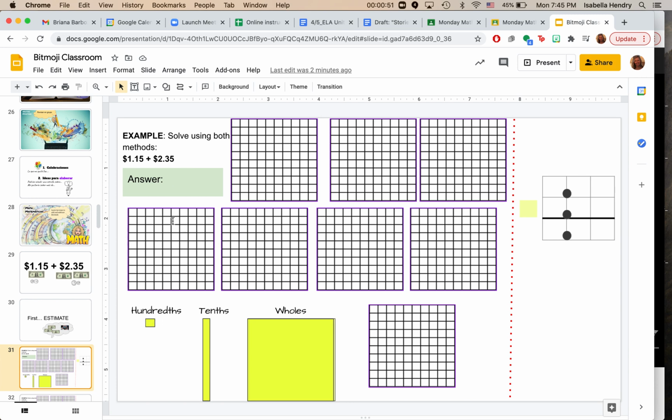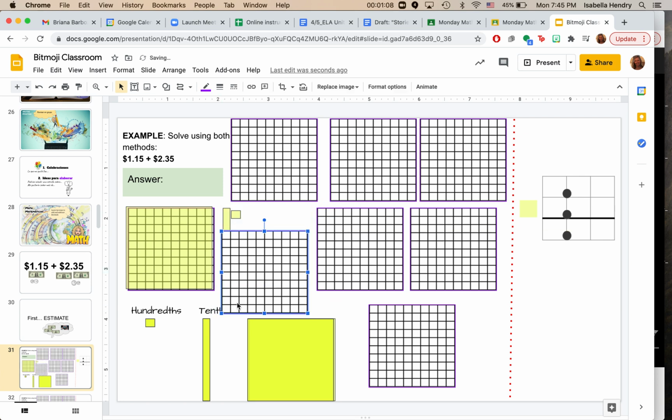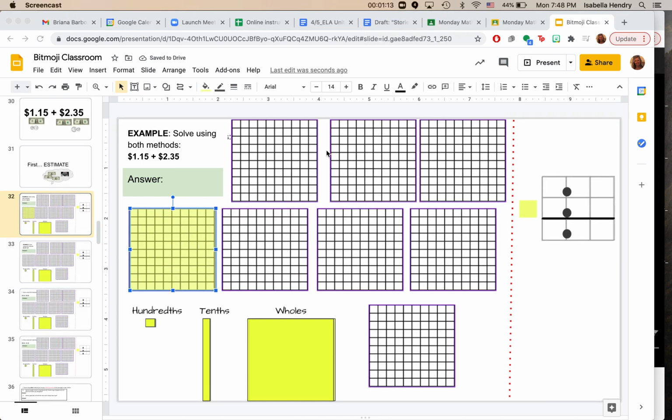So let's say I want to do $1.15. Okay, I'm going to go $1, and then we have a 10, and we have 5 hundredths. Whoopsies. What is going on here? Oh, hang on, friends. We have a little technological issue. Okay, I think I've solved it.